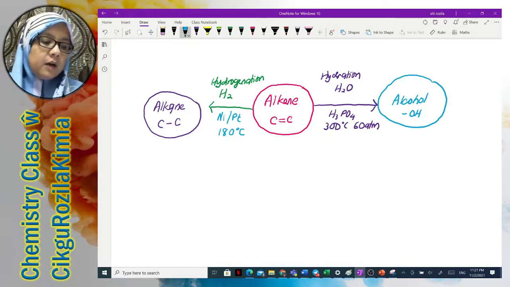Now we have learned that from the alkene chemical properties, there are two interconversions of homologous series. So today we will further our discussion on the chemical properties of alcohol. See you in the second part.